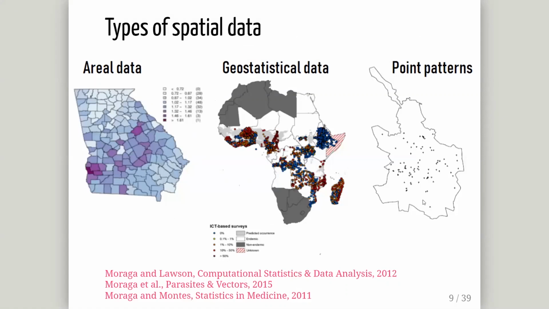And the objective in point patterns is to understand what is the process that originates this data. Are these data clustered? Are they at random? Are they close to a contamination source?